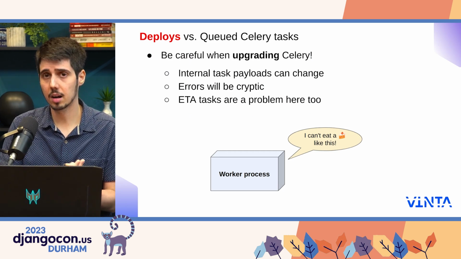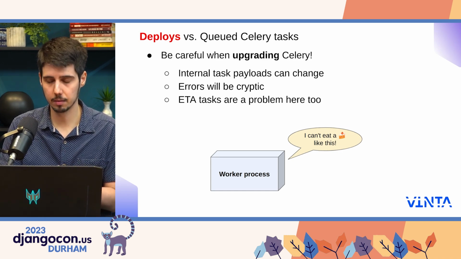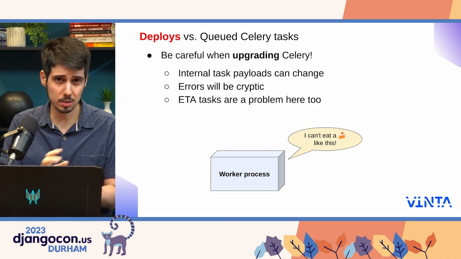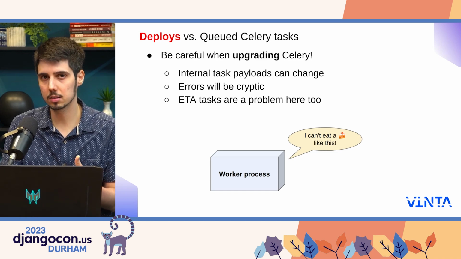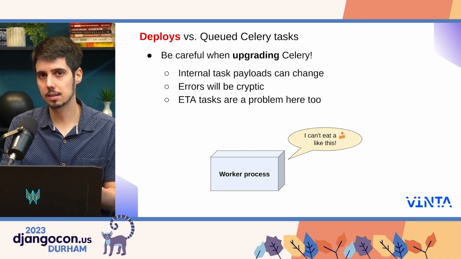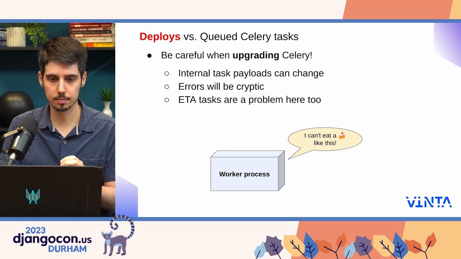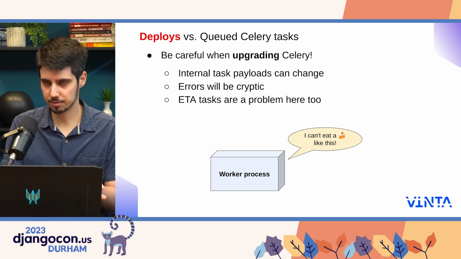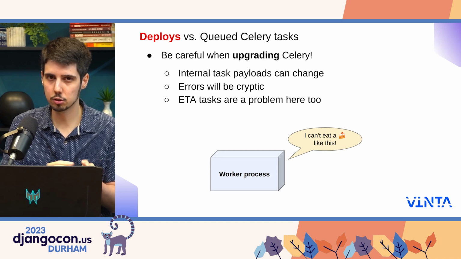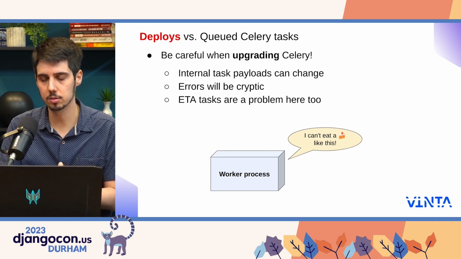And ETA tasks are also a problem here because they live on the worker memory. Yes, that's very surprising. I won't have much time to talk about that, but in general, you don't want ETA countdown tasks because they live on worker memory waiting for the time to run. They'll be equivalent of queued tasks, and the task signature can change, the payload can change, and they are very complex to deal with. So in general, you should avoid any ETA or countdown tasks that are more than a few seconds.